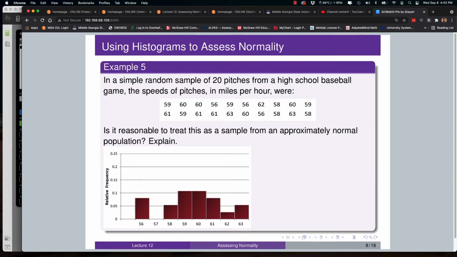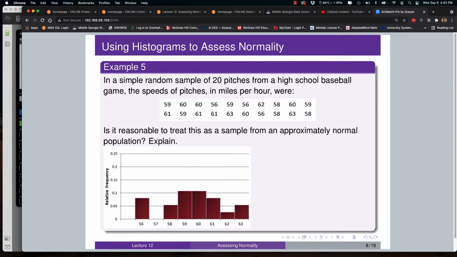Listen, histograms do not have to be perfectly symmetrical to be approximately normal. This one is approximately normal, mainly because there are no egregious values sticking out. You're probably looking at this bar, and the gap between the 56 mile per hour and 57 mile per hour pitches, and wondering if that's an issue, and maybe that 56 is an outlier, but it's not. Because 56 miles per hour is not that great a distance from 58 miles per hour if we think about it realistically. An outlier has to stand out way beyond the scope of everything else. So there's no outlier here.